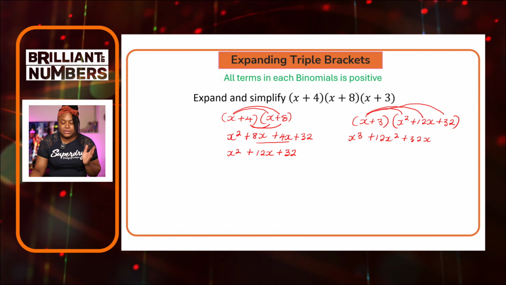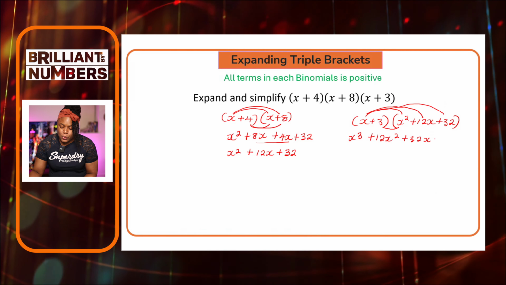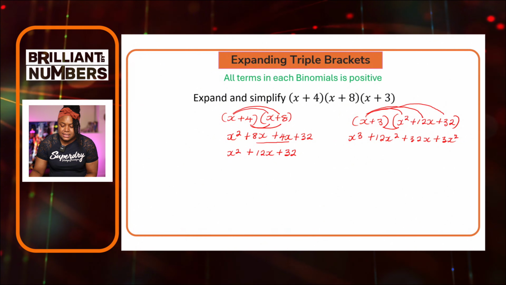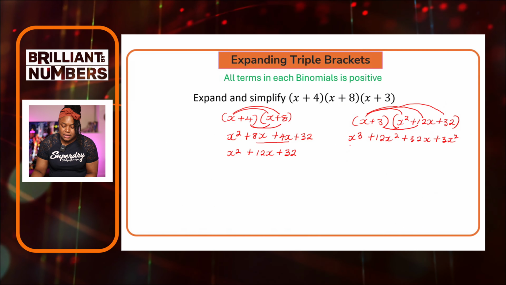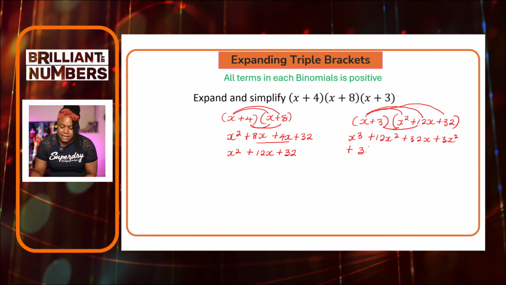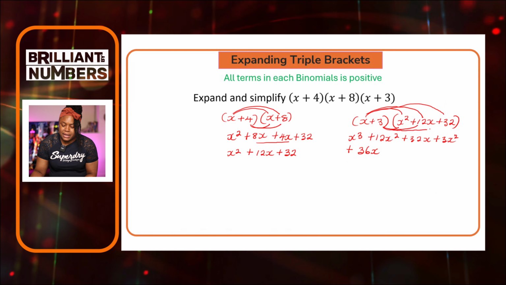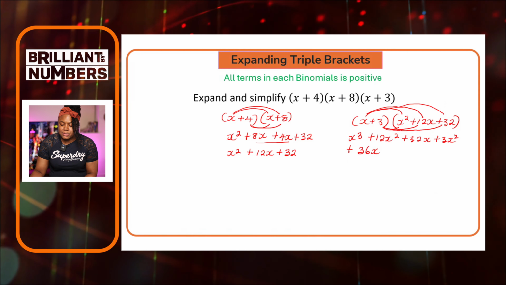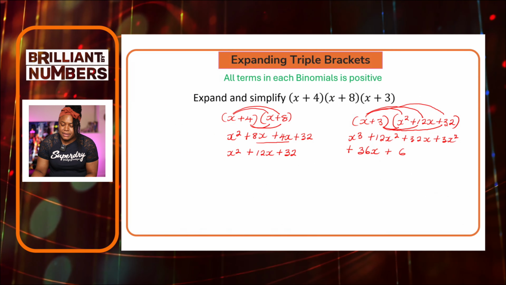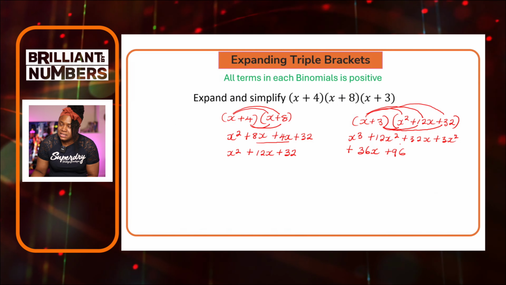I'm now going to use the 3 here. So 3 times x squared is 3x squared. 3 times 12x, just going to carry on in the second line here. 3 times 12 is 36, so that gets me 36x. And then I need to do 3 times 32. So 3 times the 2 is 6, and then 3 times 3 is 9. So 32 times 3 is 96.